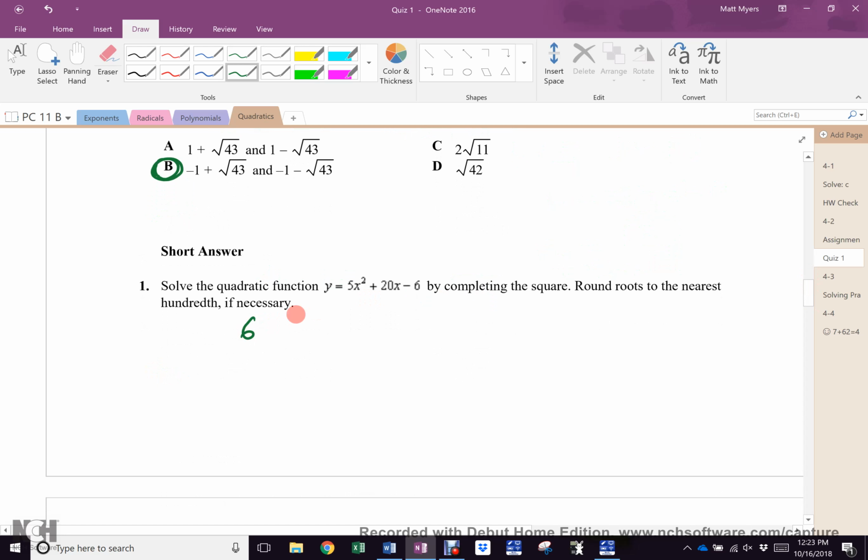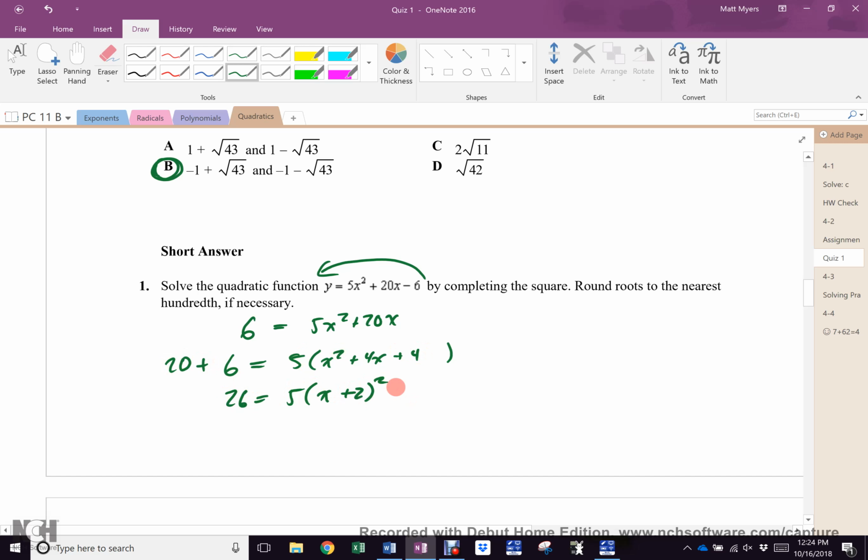I would move the 6 over there to get 5x squared plus 20x. Then, as always, I would factor this side, x squared plus 4x, leaving the blank, which is plus 4, which means how much should I add to this side of the equation? 5 times 4, which is 20, right? So then I'm going to add 20 to this side. So now 26 equals 5 times x plus 2 squared. And then I just solve that.